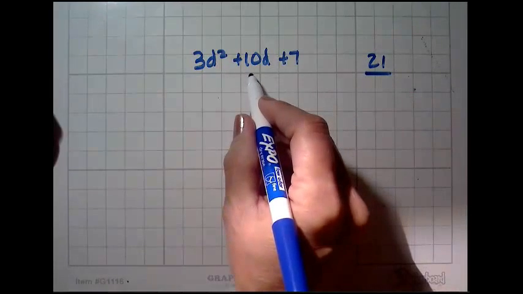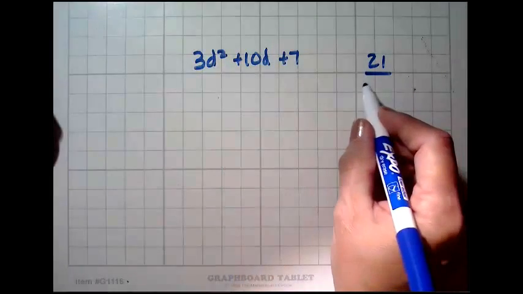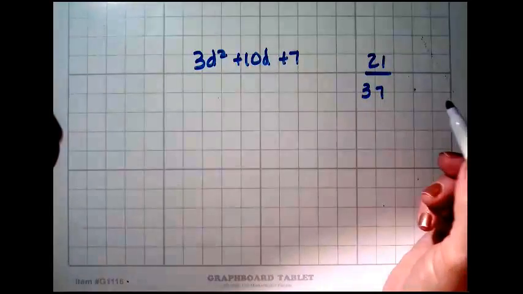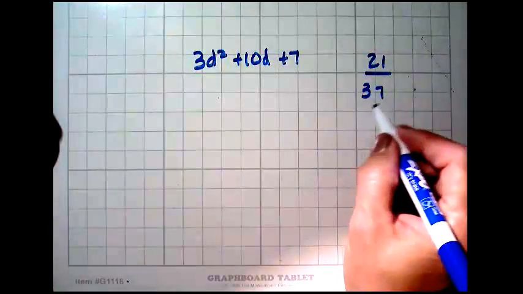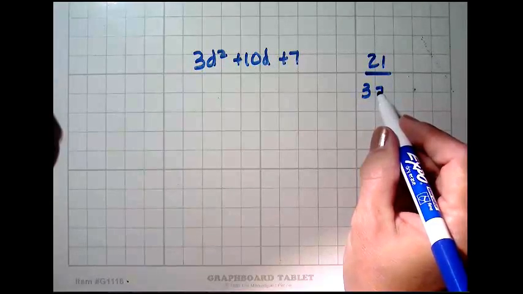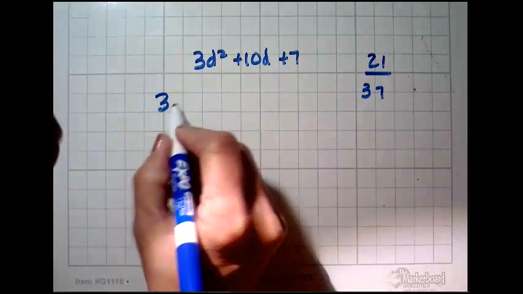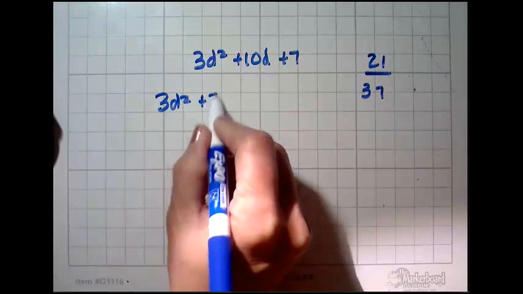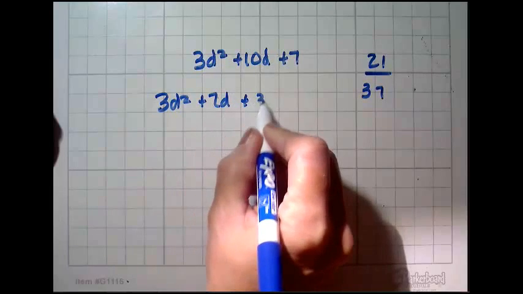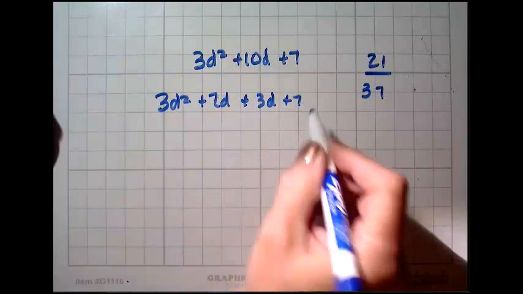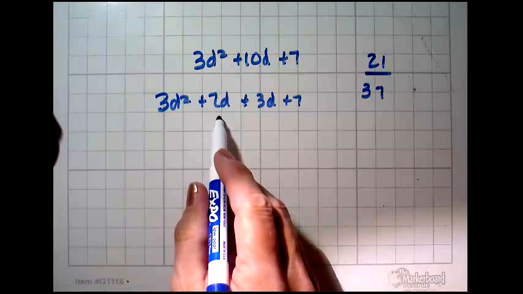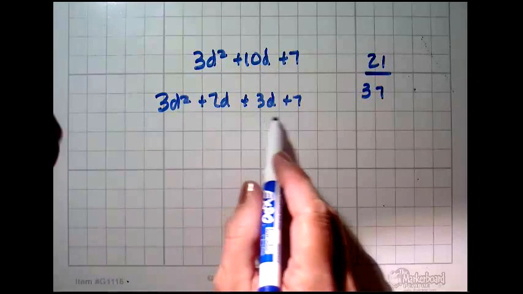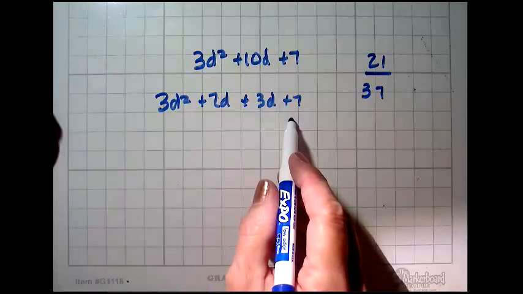Now in my mind, I'm seeing a positive 10. So I'm going to tell myself right away, it's got to be 3 and 7. There's no other option as far as I know. So if you can jump to that right away, now's the time to go ahead and jump to that. So 3d squared plus 7d plus 3d plus 7. Now when I look at that, I know right away before I do anything else that 3d and 7 aren't going to have anything in common.